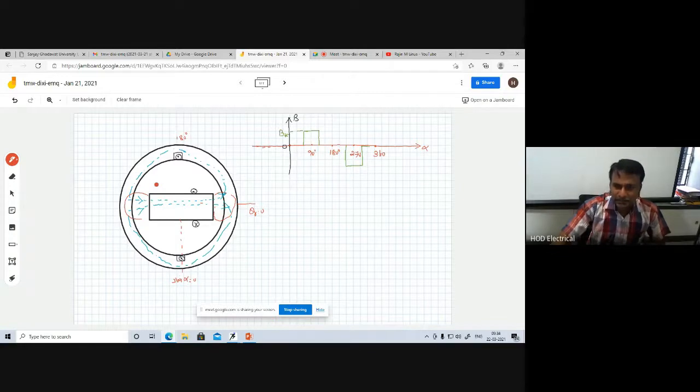In this case, this is 1, 2, 3. So this is your minus 90 degrees. At this minus 90 degrees, what happened? Magnetic flux density will be negatively maximum. This is the case which we are going to analyze.